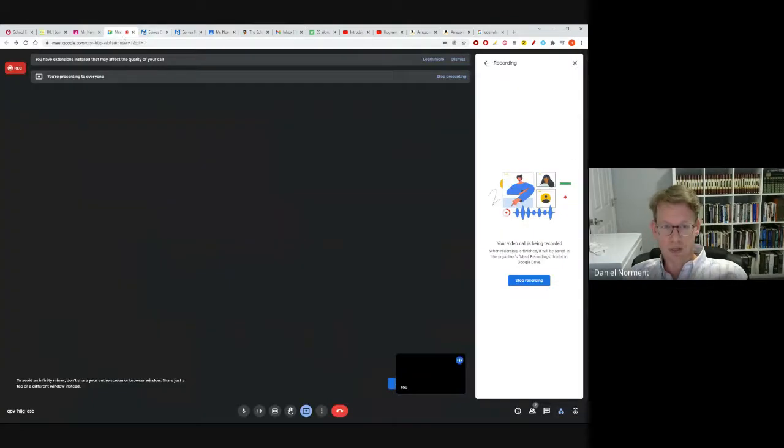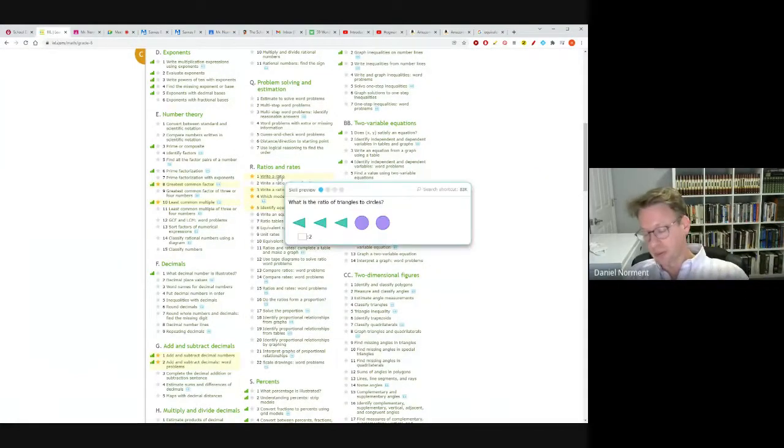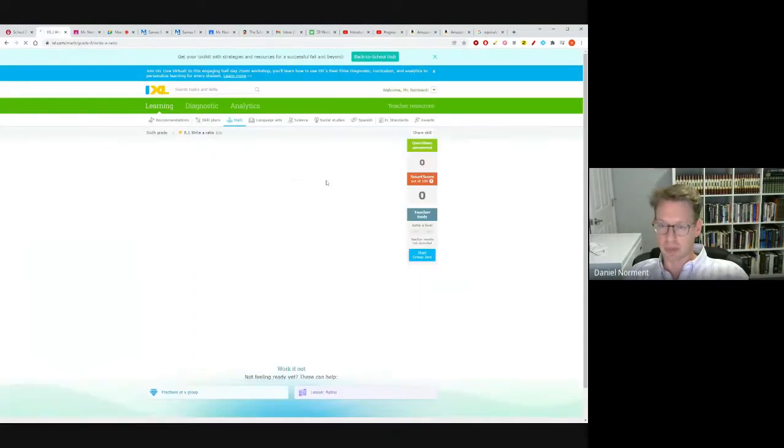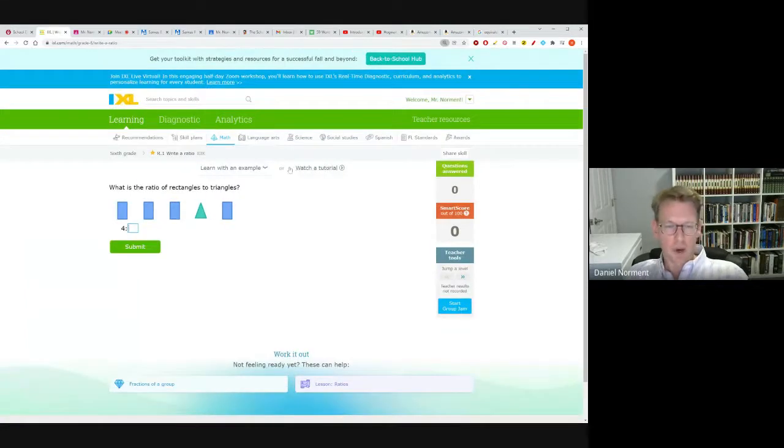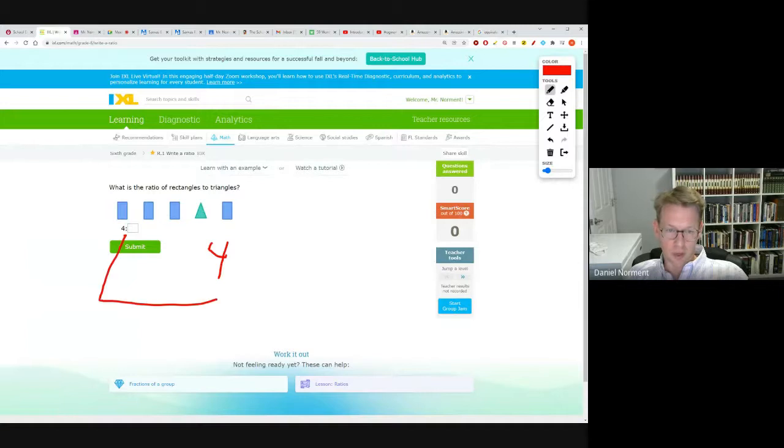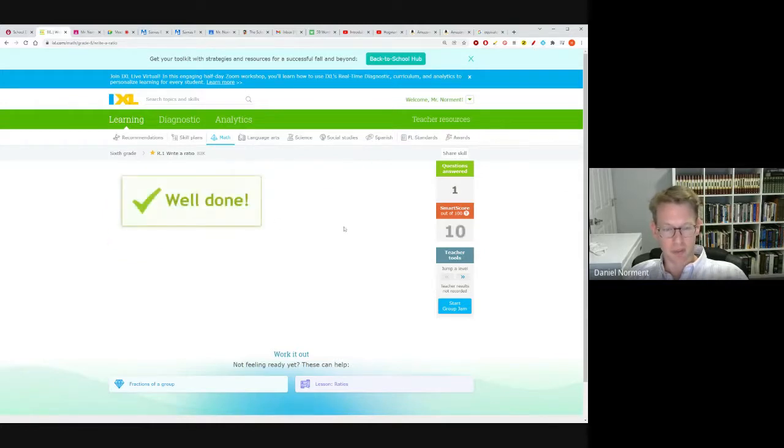So your IXL assignment. For both of you, the first few are going to be so easy. You'll be able to have done them in probably less than 60 seconds. Let me make this larger for y'all to see it. What's the ratio of rectangles to triangles? Well, how many rectangles do I see? I see 4. That number is already written. How many triangles do I see? I see 1. And so all I got to do is put the number 1 right there, submit, that's it, we're done.